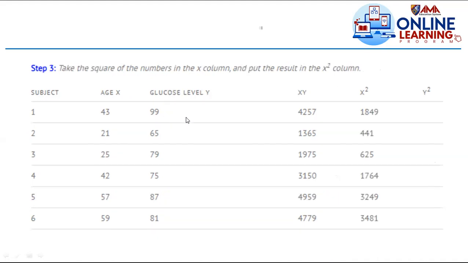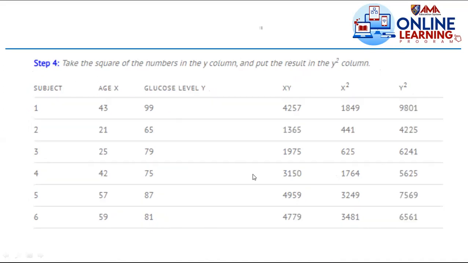That's our step 3. Take the square of the number in the X column and put the result in the X squared column. 43 squared, 1849. 21, 441. 25, 625. 42, 1764. 57, 3249. 59, 3481. Okay? Next, the same with your Y squared.